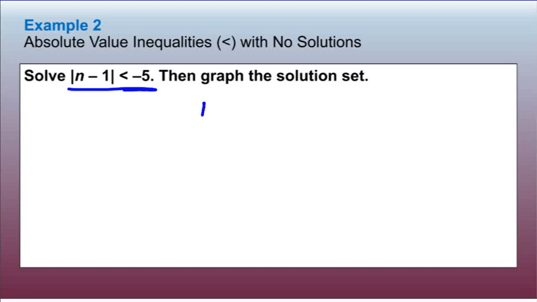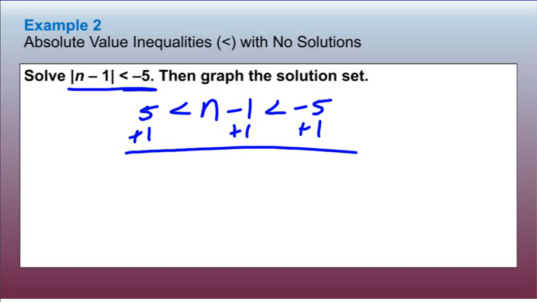So let's just say I tried solving this the way I was doing before. It would be less than negative 5, but greater than positive 5. If I were to solve by adding 1 to both sides, this would be negative 4, and this would be 6. If it's less than negative 4, but greater than 6, there's nothing in common with those.